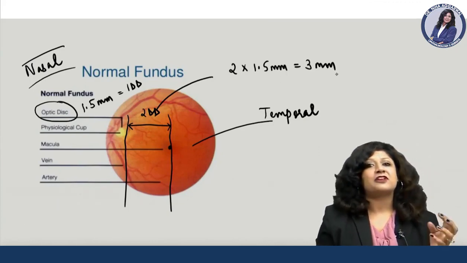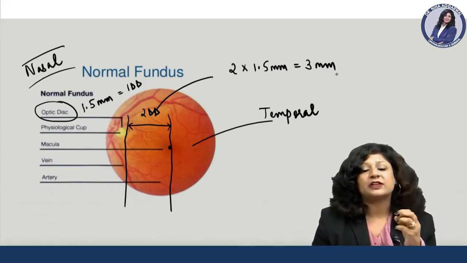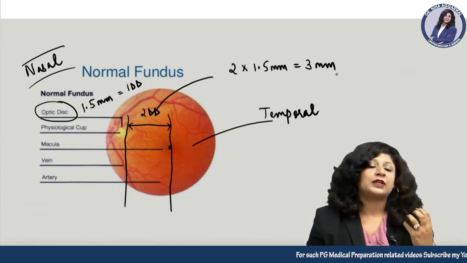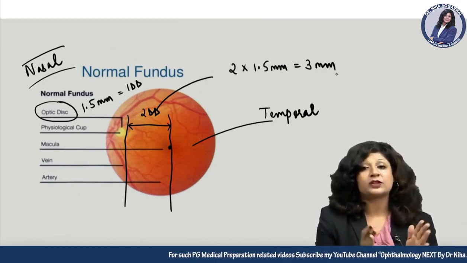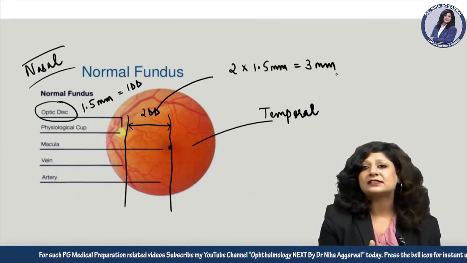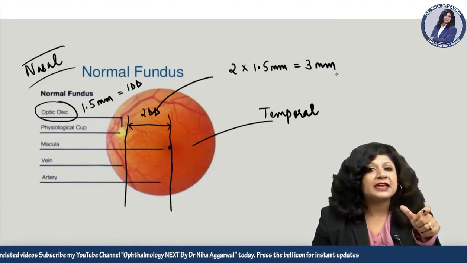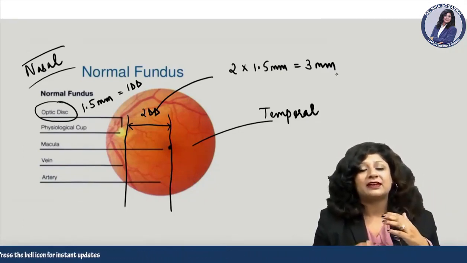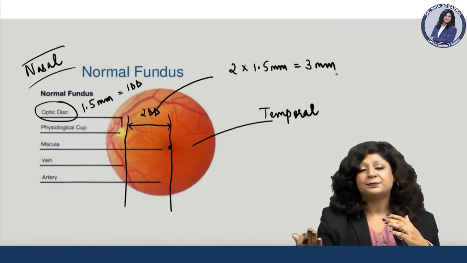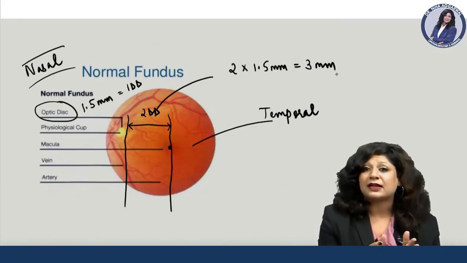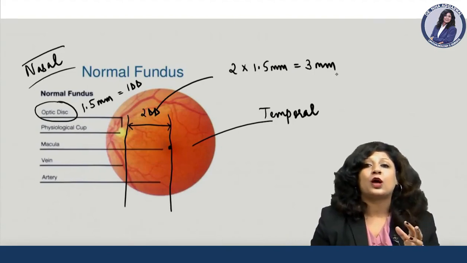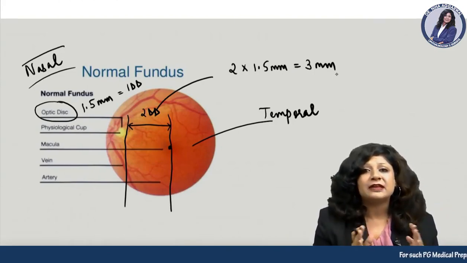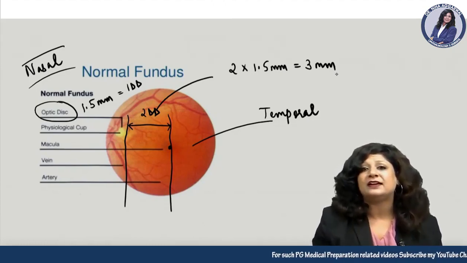Now see, this is a very important correlation, because whenever you are doing direct ophthalmoscopy, or indirect ophthalmoscopy, per se it is for direct, because there you are concentrating on the central retina. If you are seeing the optic disc and I want to go to the macular area, I will go 3 mm temporally. Similarly, if you are seeing the macular area and you want to go to the optic disc, come 3 mm nasally. So this is a very important correlation in order to identify.